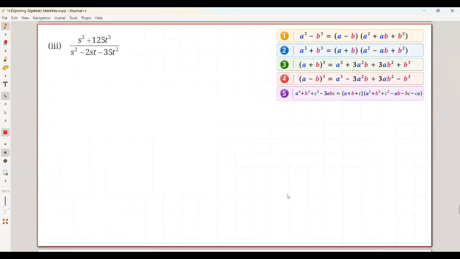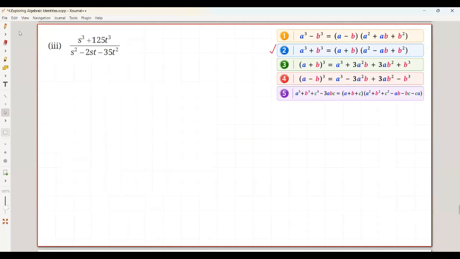Question number 3. s cube plus 125t cube divided by s square minus 2st minus 35t square. For the numerator, this is in the form of a cube plus b cube. For the denominator, can we use any identity? 35 is not a perfect square number, so we cannot use an identity. We are going to use only the cap method.